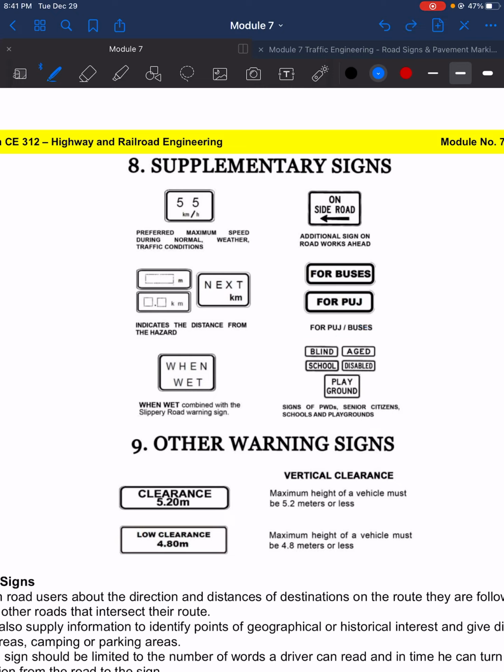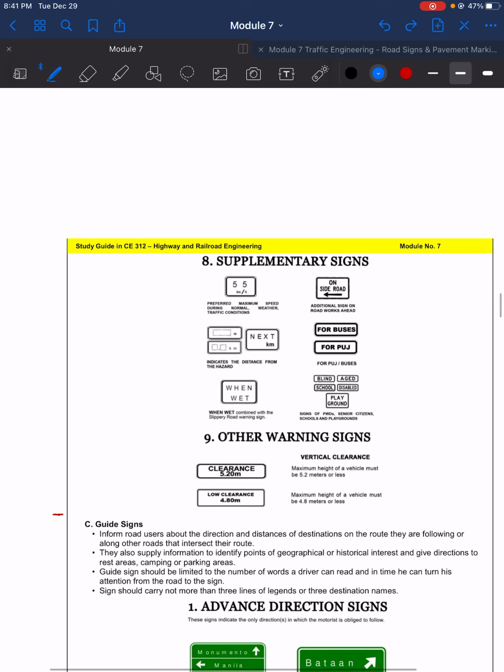Number 9, other warning signs. The vertical clearance sign. Maximum height of the vehicle must be 5.2 meters or less. This is the low clearance. Maximum height of a vehicle must be 4.8 meters or less. So these are all warning signs.